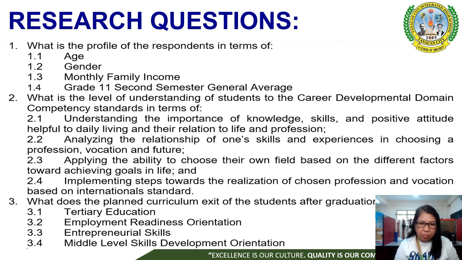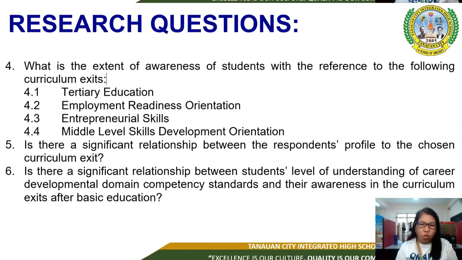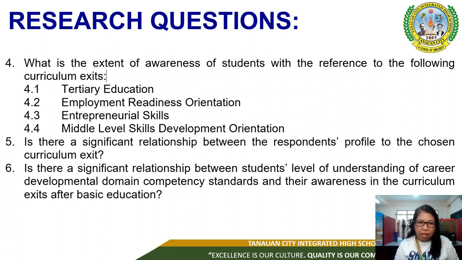Question number three is, what does the planned curriculum exit of the student after graduation? Tertiary education, employment readiness orientation, entrepreneurial skills, middle-level skills development orientation. Question number four, what is the extent of awareness of students with a reference to the following curriculum exits? Tertiary education, employment readiness orientation, entrepreneurial skills, middle-level skills development orientation.